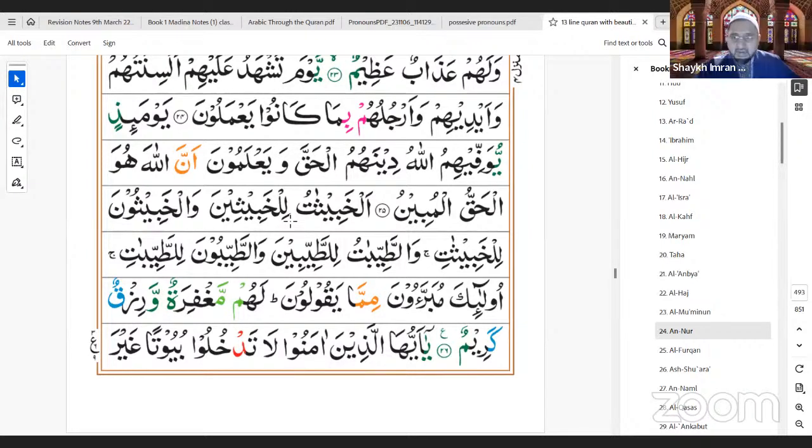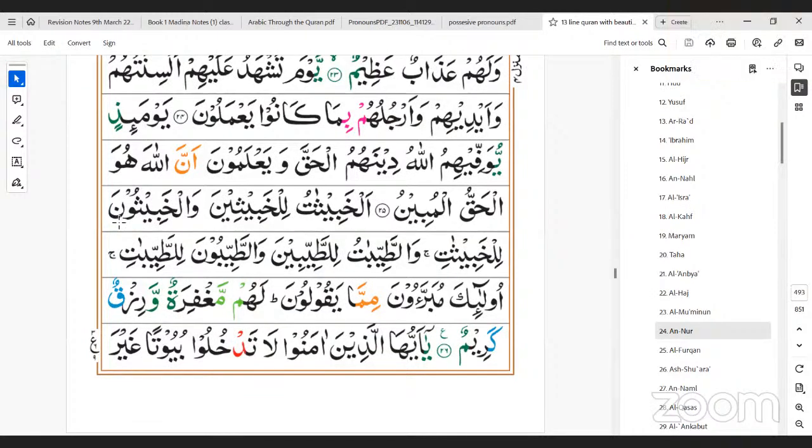Okay? Lil muslimina. Whenever a noun ends with, can you see the word? The original of lil khabithina was al khabithuna. Any noun which ends with waw and noon at the end is deemed as a sound masculine plural.